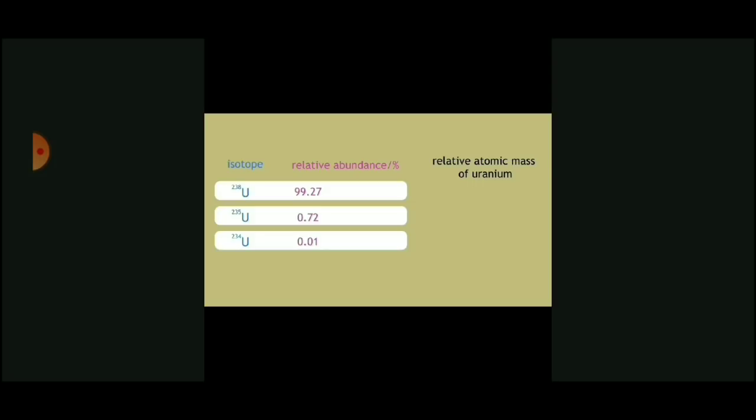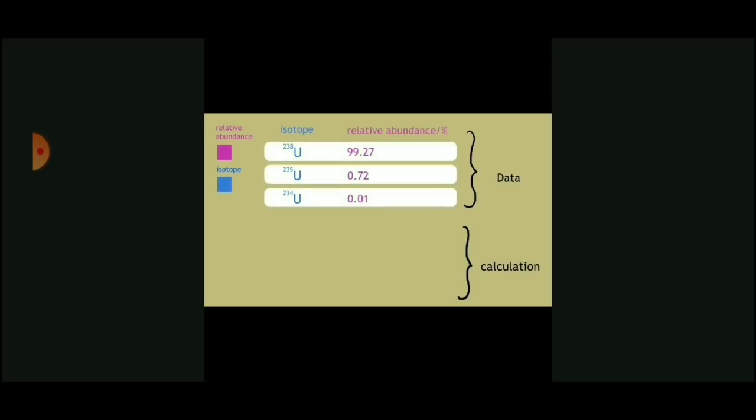Now let us take one more example: uranium-238, uranium-235, uranium-234. Their percentage abundances are given as 99.27, 0.72, and 0.01. Let us calculate the relative atomic mass of uranium. It is 99.27 into 238 plus 0.72 into 235 plus 0.01 into 234. If you calculate, you get 237.9.